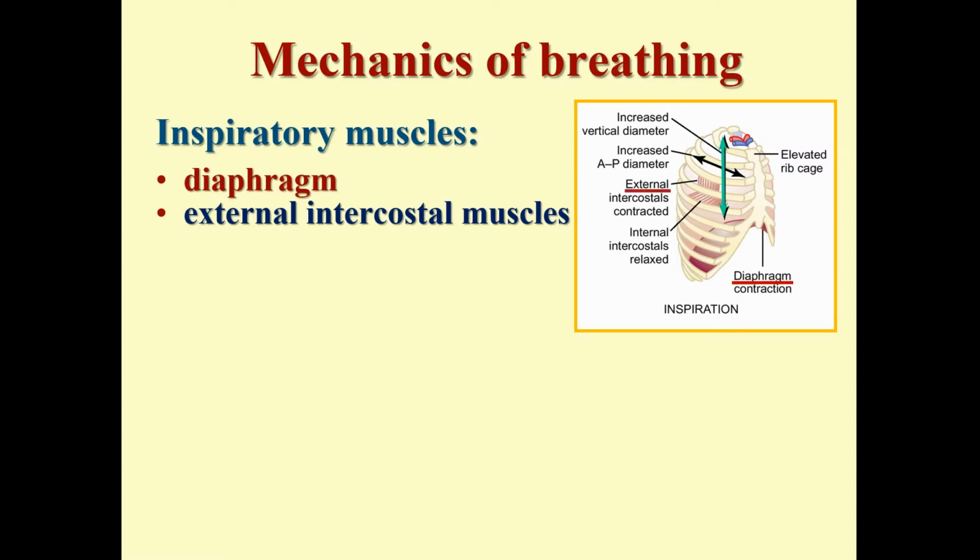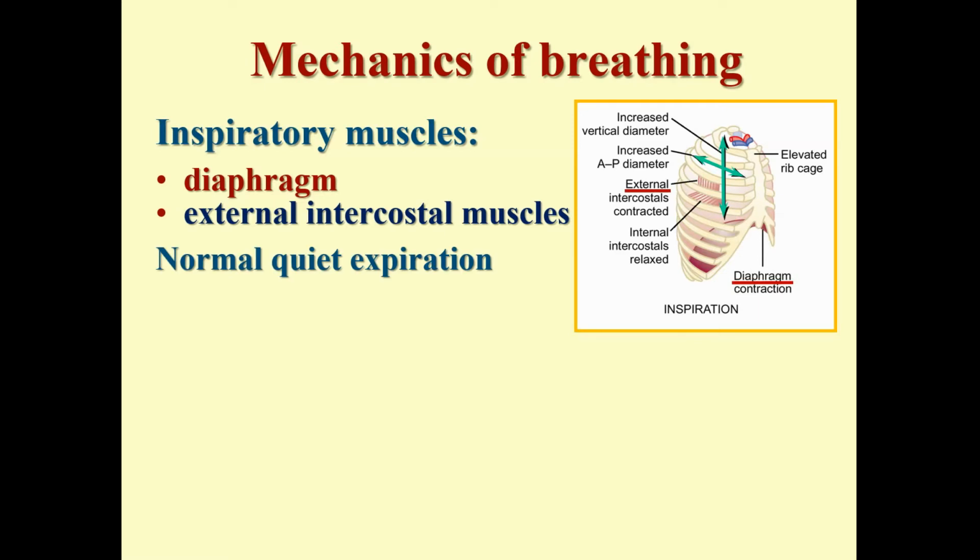External intercostal muscles contract and produce an increase of the anterior-posterior axis of the chest. And also slightly it becomes wider. But most change of size occurs in the anterior-posterior diameter.